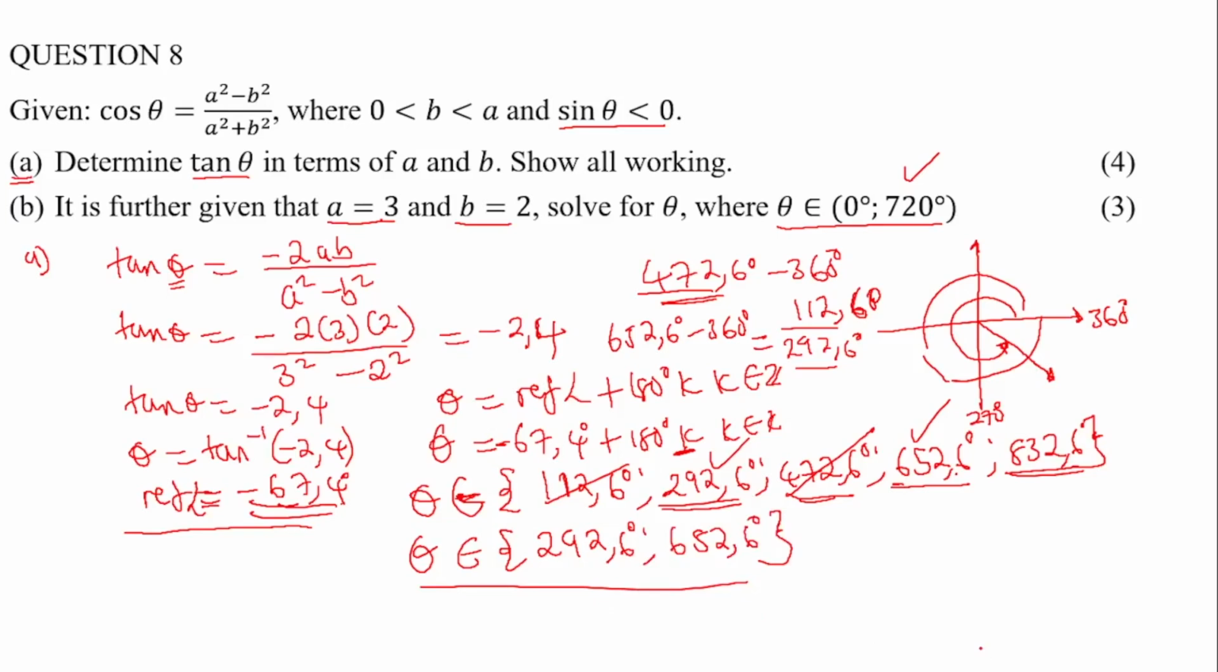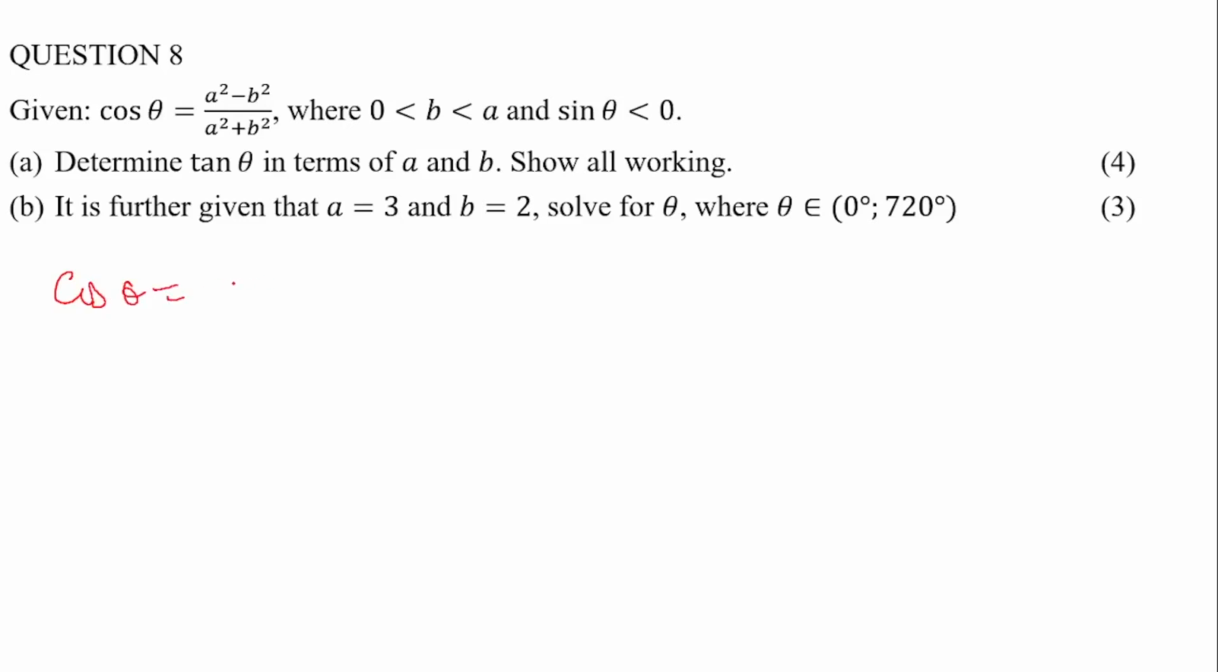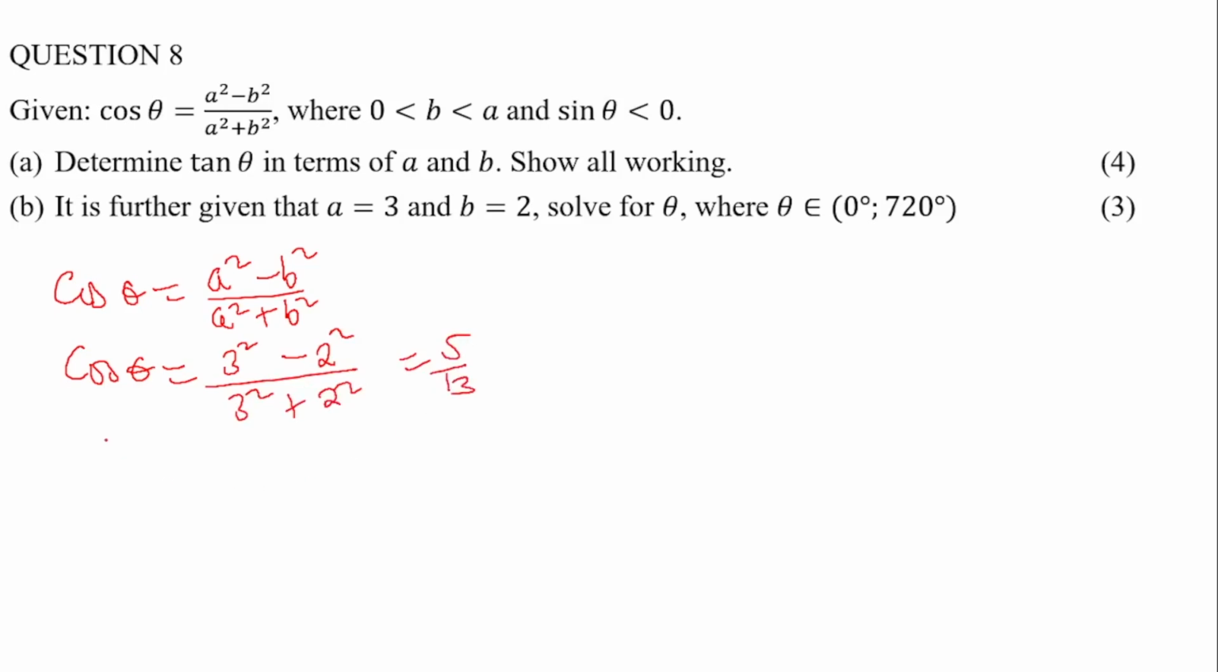You could have used what we're given. Remember, we're given this, so we could have used this, right? Cos theta is equal to a squared minus b squared over a squared plus b squared. So we substitute here. Cos theta is equal to what? A squared is going to be 3 squared minus 2 squared over 3 squared plus 2 squared, which is like 5 over 13. And then theta is equal to cos inverse of 5 over 13. And then what do you get? 67.3801 goes on like that. So this is like 67.4 degrees, right?